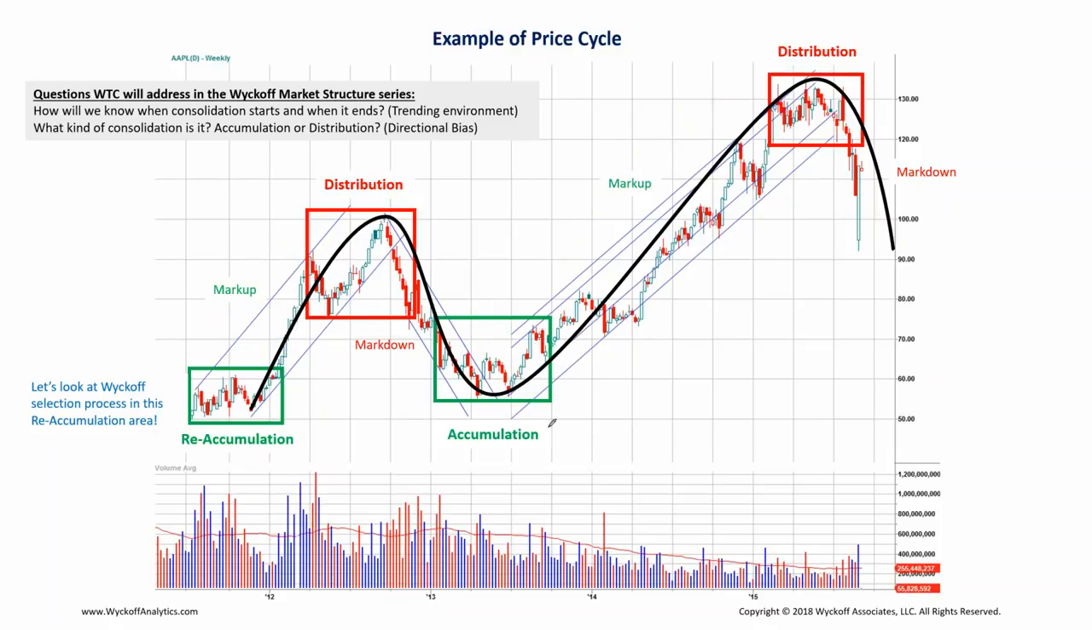And not only that, during the whole markup, markdown phase, especially markup, we are going to have a lot of spots, a lot of consolidations where we're going to apply our Wyckoff analysis, whether it's a phase analysis or price and volume analysis, and we're going to identify specific places of timing where we want to establish a position for the next potential swing to the upside.